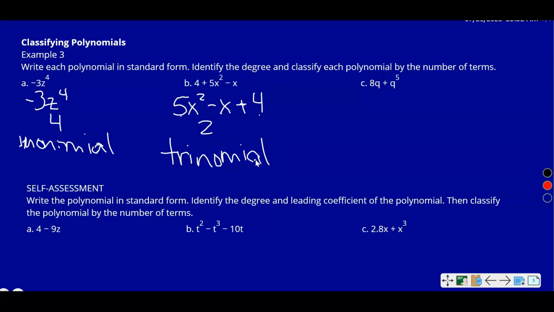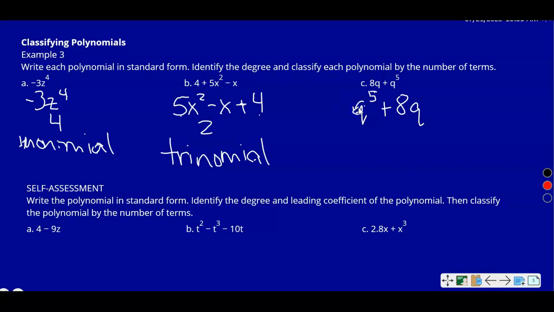All right, C part says 8q plus q to the 5th. So to put it in standard form, I need my largest exponent to go first. So it's going to be q to the 5th, and then plus 8q. That puts it in standard form.